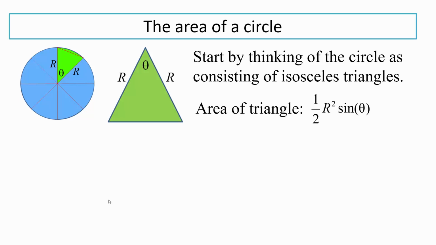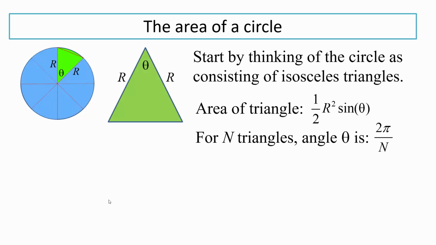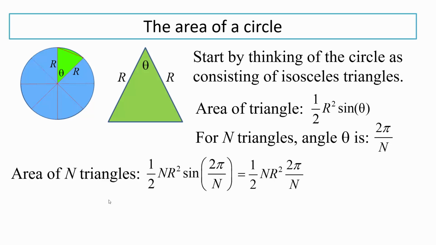It is a half r squared sine theta. In other words, it's a half times the product of the two sides times the sine of the angle between them. Have you seen that formula before? Okay, so we have the area of one triangle. Now, if we have n triangles in our circle, then our angle theta becomes 2 pi, because 2 pi represents a complete circle, divided by n. So that means our formula now becomes, for n triangles, a half n r squared sine 2 pi over n.